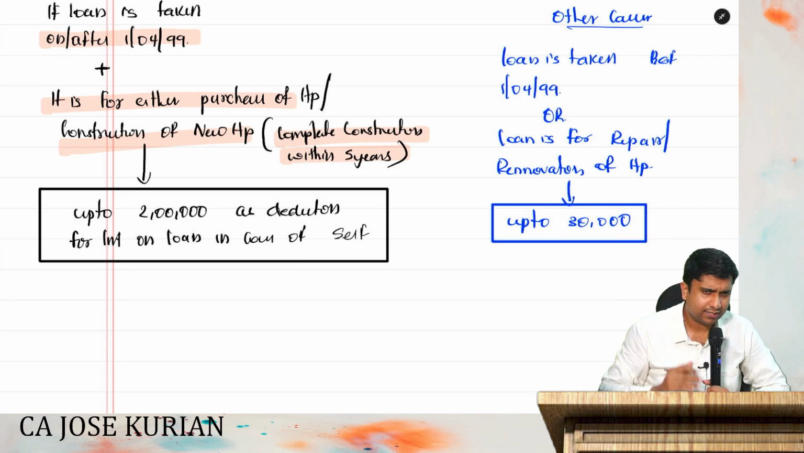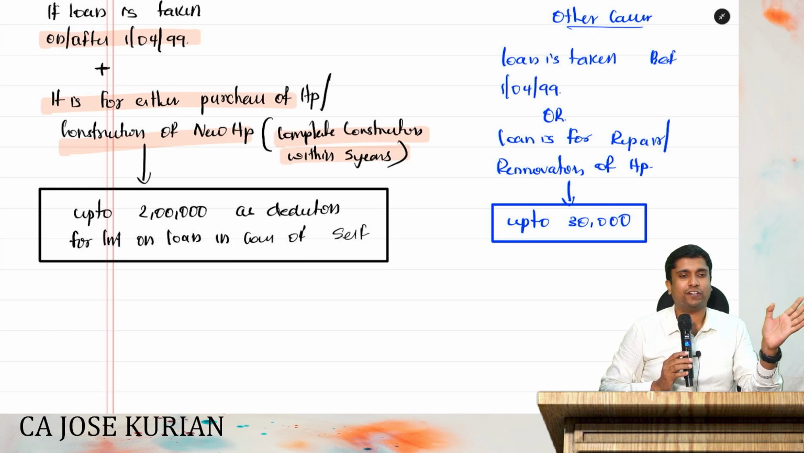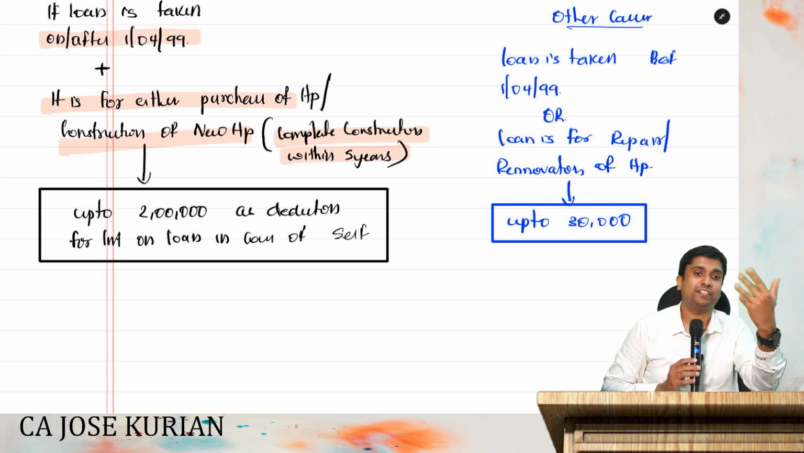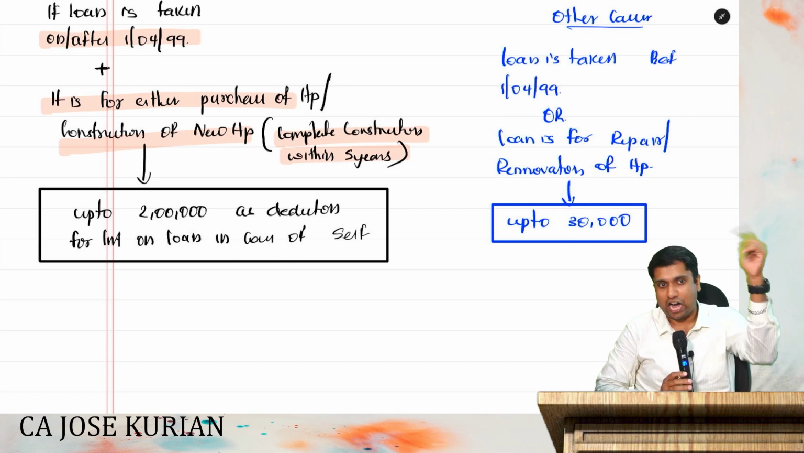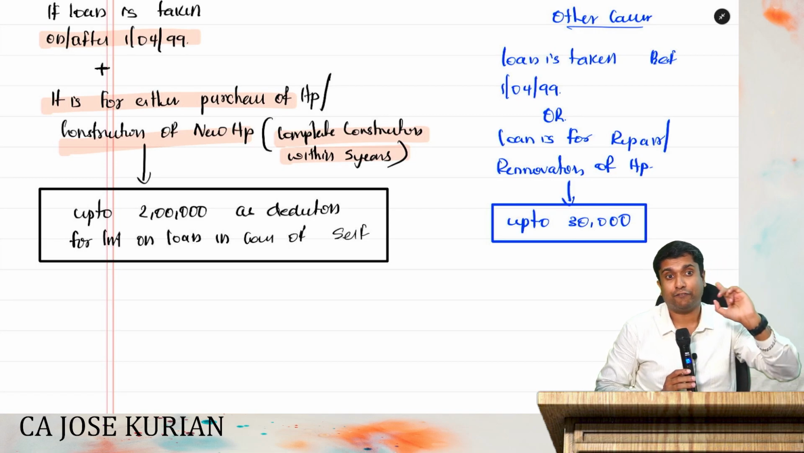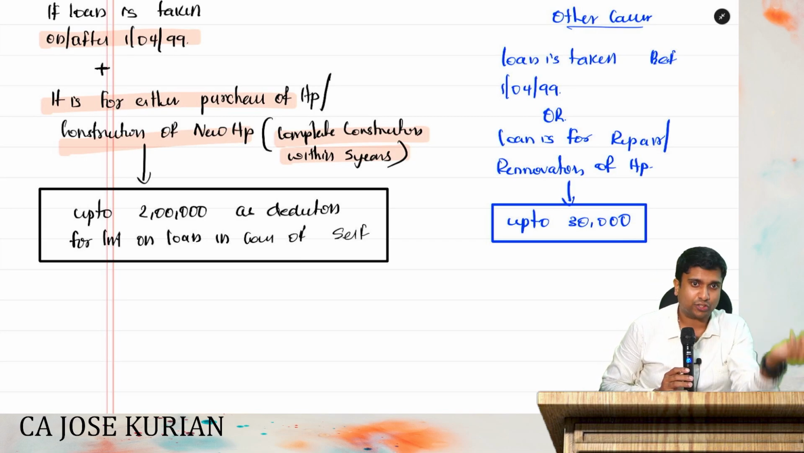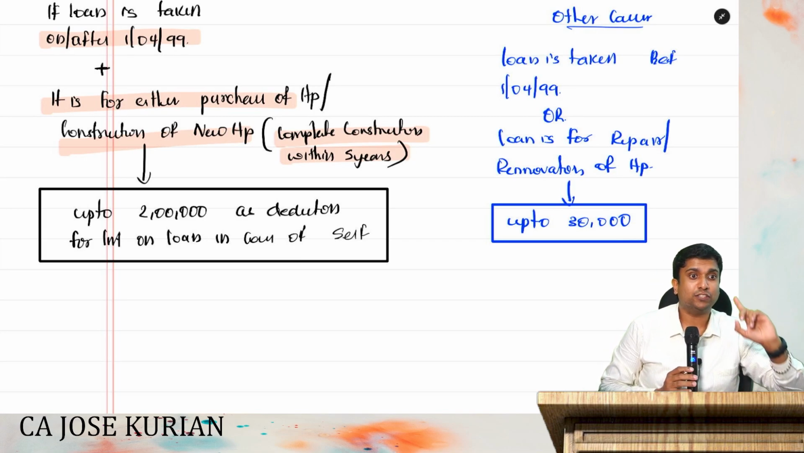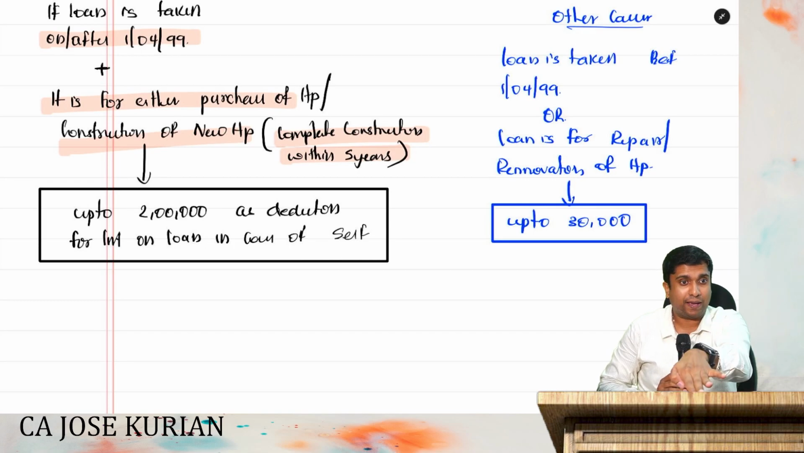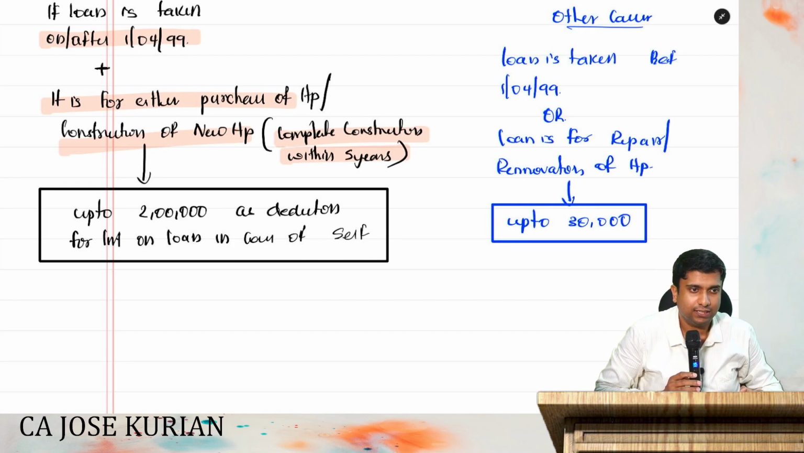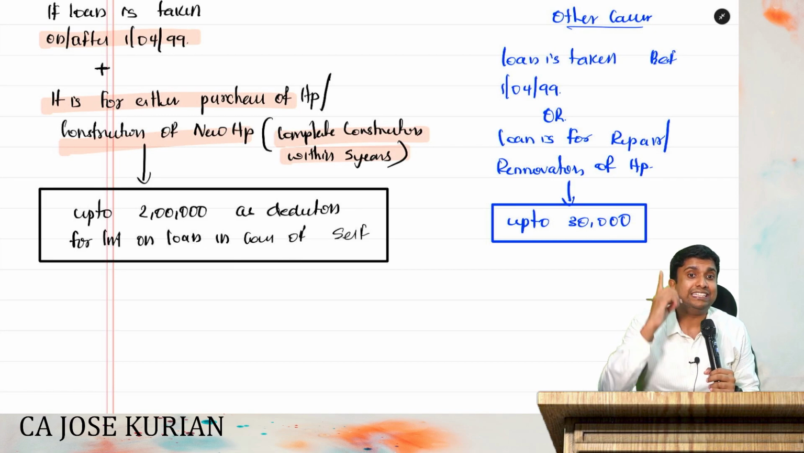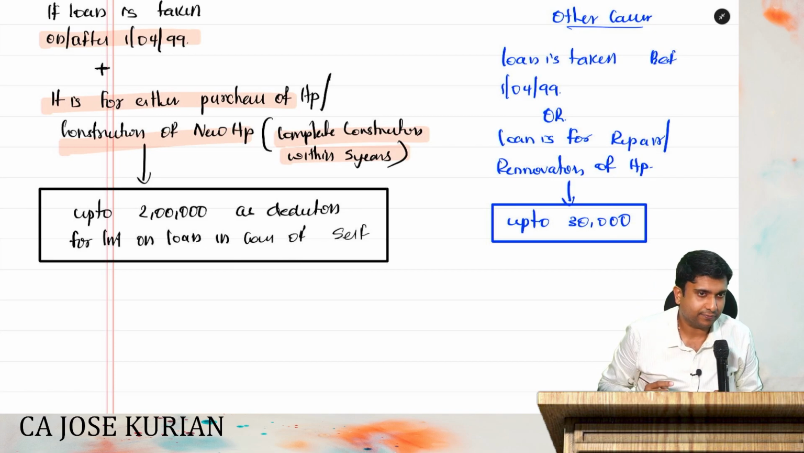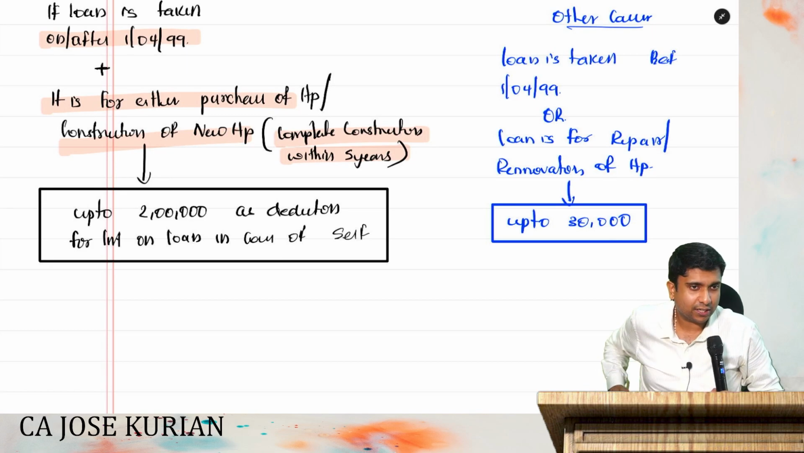Listen friends, if the loan is taken before 1st April 1999, irrespective of its utilization, the maximum deduction is 30,000. If the loan is taken after 1st April 1999 and it is for the purchase or construction, up to 2 lakh. If it is for repair, renovation, expansion, etc., 30,000 is the limit. Are you all with me? This restriction is only for self-occupied house property. Now, there are a few more things that you should consider.